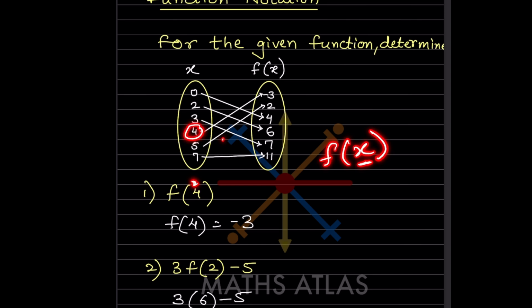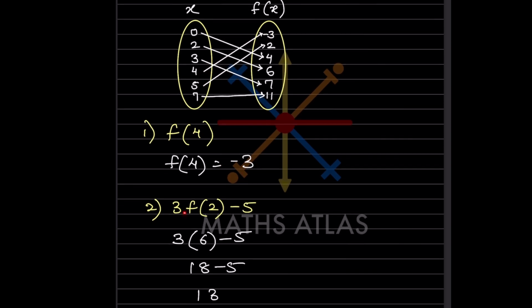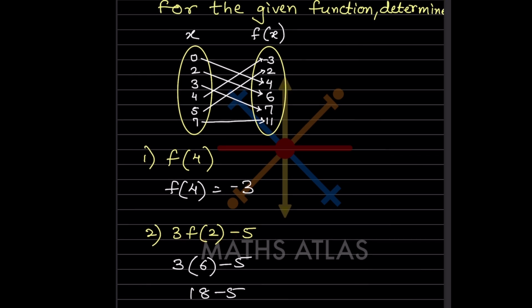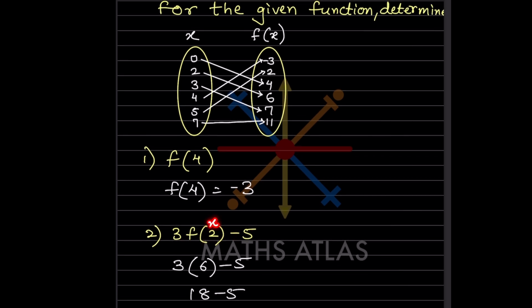So 4 is here. So f of 4 is going to be minus 3. Now 3 f of 2 minus 5. So now this is for x, you are going to look at this x. So what are you going to write here? You will write 3 first as it is, f of 2.